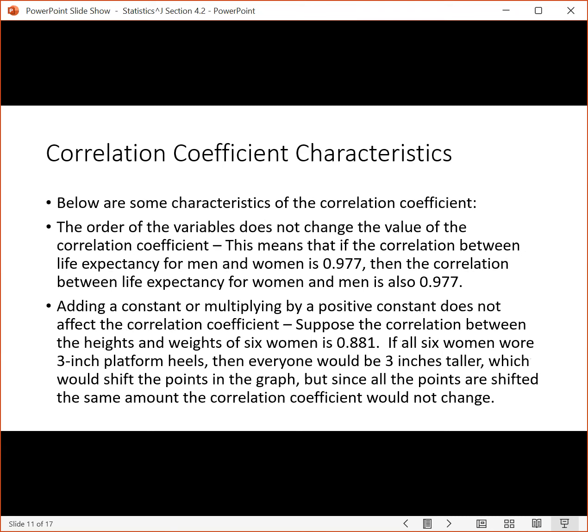All right, so we've got some characteristics of the correlation coefficient that you need to know. The order of the variables does not change the value of the correlation coefficient. This means that if the correlation between life expectancy for men and women is 0.977, then the correlation between life expectancy for women and men, right, we change the order, is also 0.977. Adding a constant or multiplying by a positive constant does not affect the correlation coefficient.